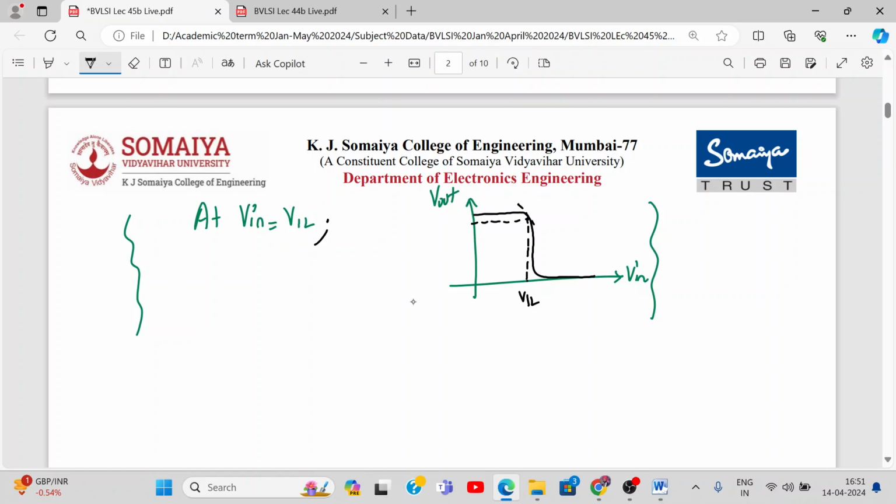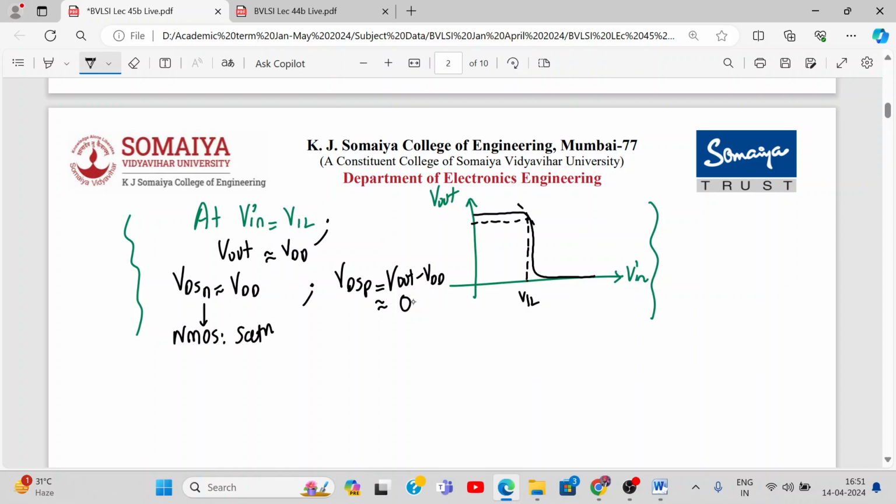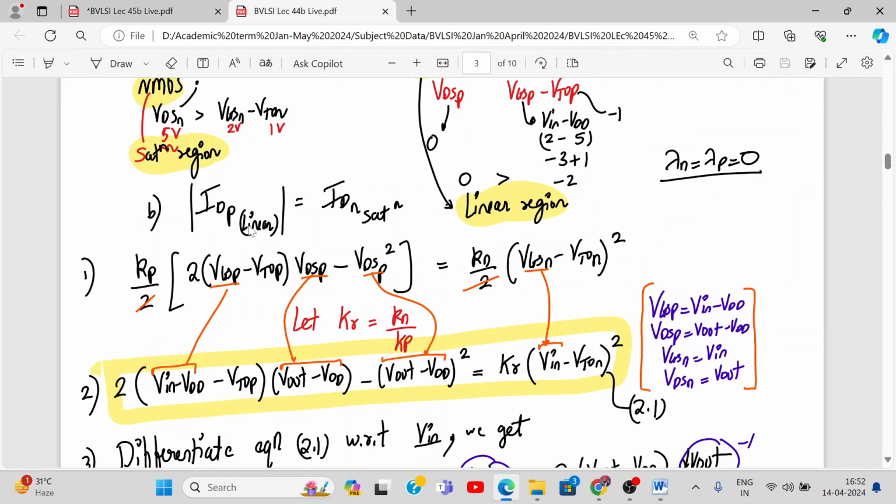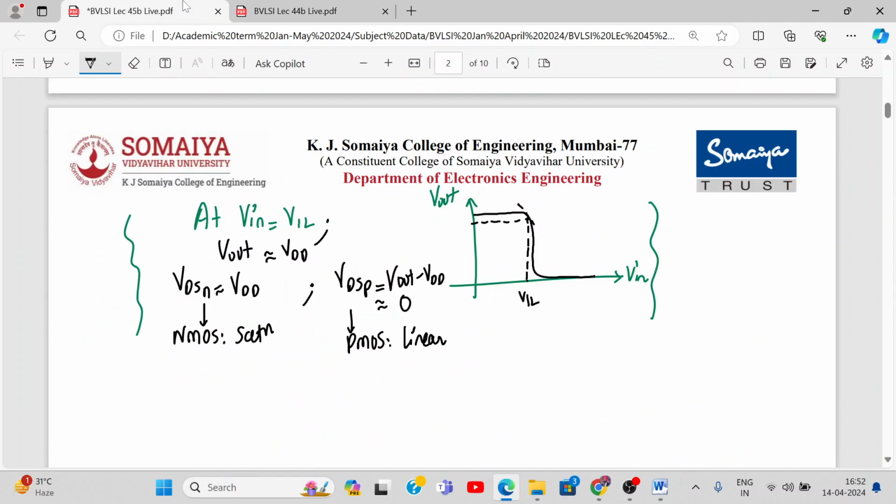For Vin equal to VIL, my output is almost equal to VDD. That means my VDSN is almost equal to VDD, and my VDSP, which is Vout minus VDD, is almost equal to 0. So this means that my NMOS transistor is in saturation. You have to remember that. And this means that my PMOS transistor is in the linear region. For VDSP almost equal to 0, PMOS is in linear and NMOS is in saturation. Yes or no? So we have to remember this.